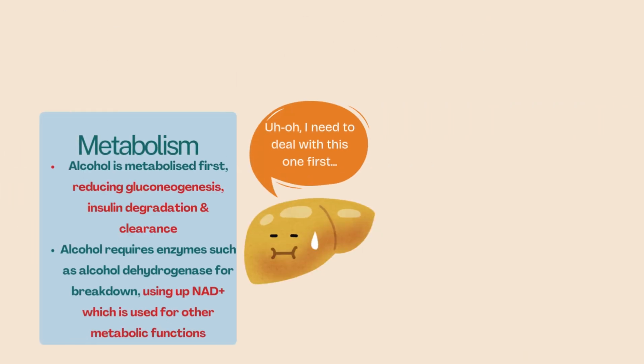Alcohol affects insulin metabolism in many ways. The most important being that alcohol will be metabolized first, as alcohol is a toxin and has no way of being stored in the body. Thus, the liver will shift focus from regulating other hormonal systems to detoxifying the toxic substance, which reduces gluconeogenesis, the production of glucose, in addition to reducing insulin degradation and clearance.